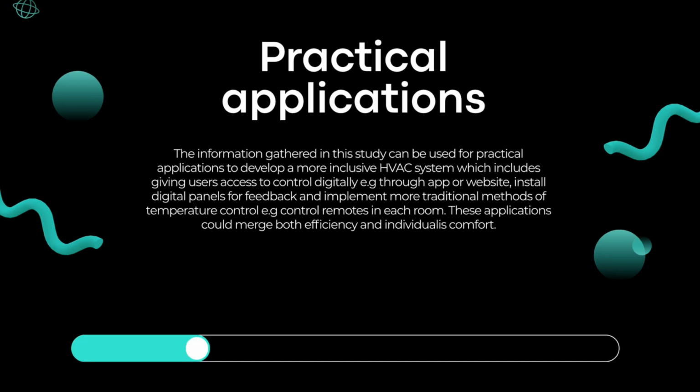Practical applications. The information gathered in this study can be used to create a more inclusive HVAC system, which includes giving users access to control digitally, for example, through an Apple website, installing digital panels for feedback, and implementing more traditional methods of temperature control, for example, control remotes in each room.